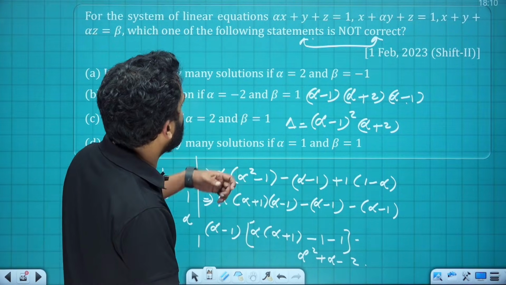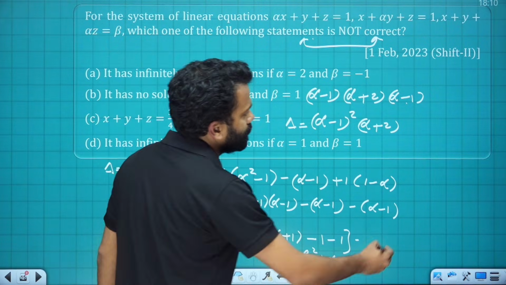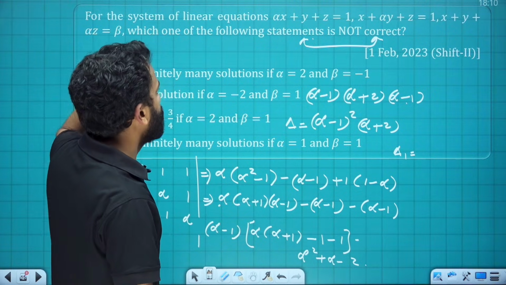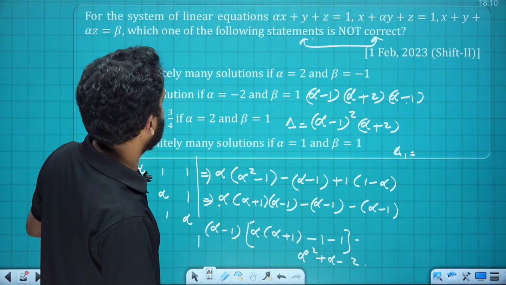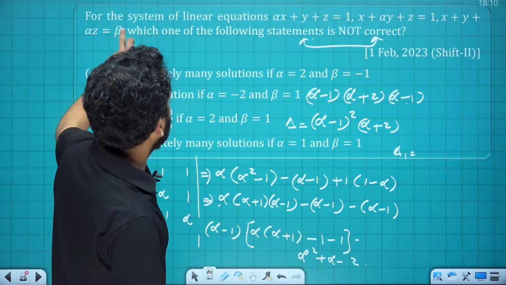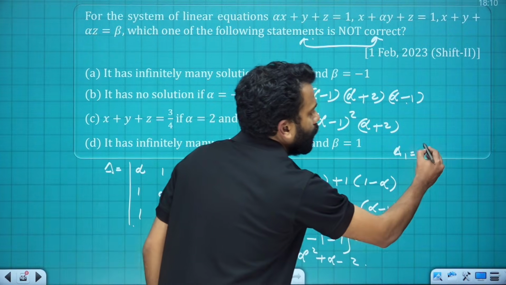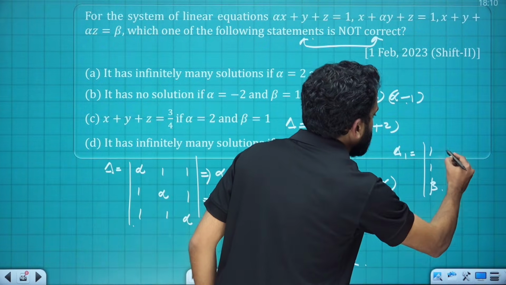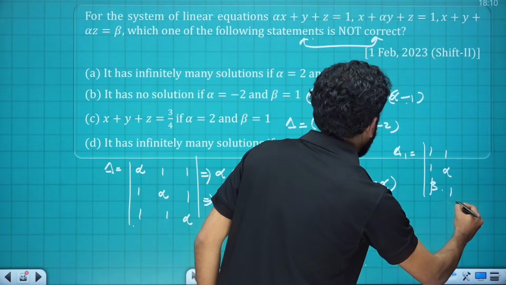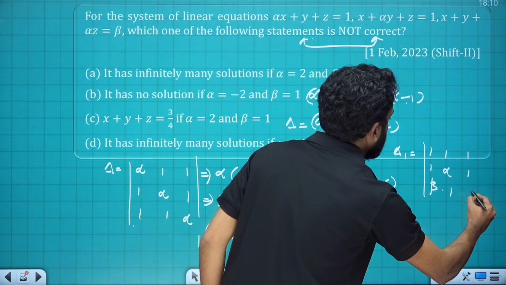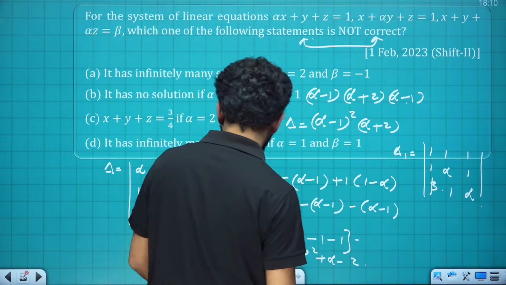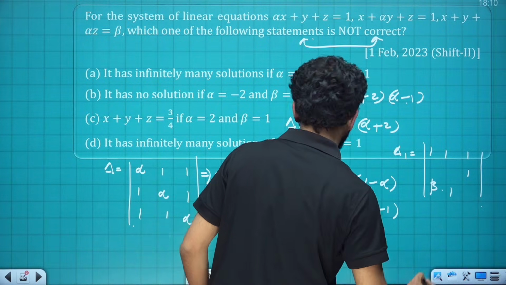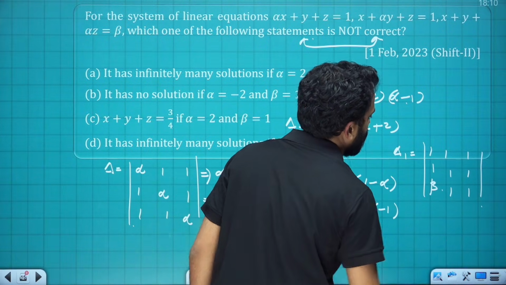Then, what about the value of determinant 1? We need to find the value of determinant 1 also. That is, just replace the column alpha 1 1 with 1 1 beta. So this will be 1 1 beta, then 1 alpha 1, and 1 1 alpha. You can use the value of alpha as 1, that is 1 1 and 1.